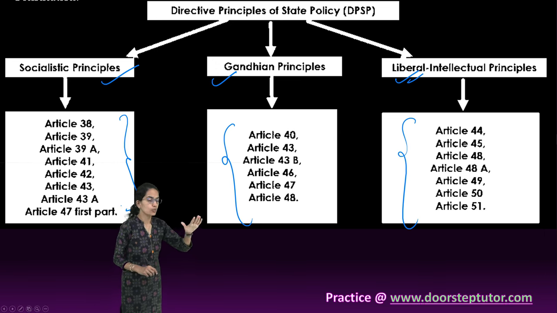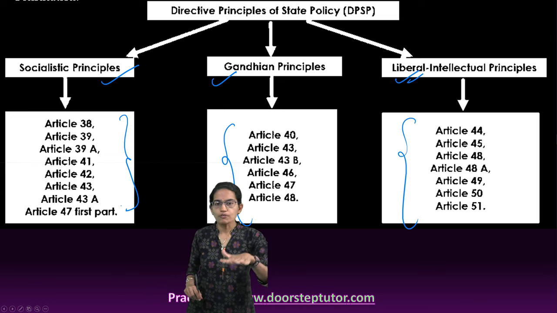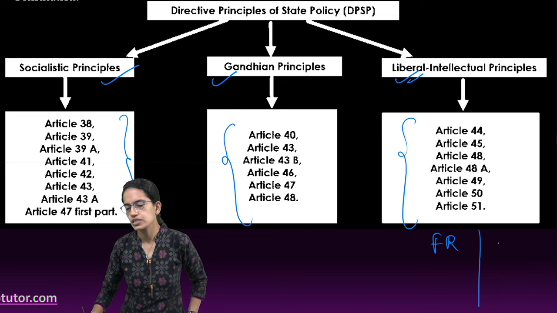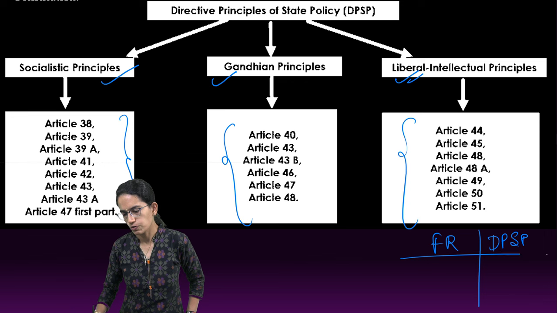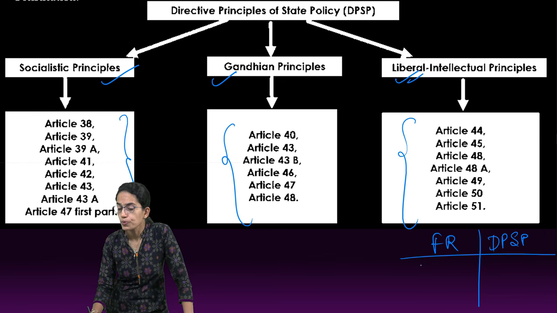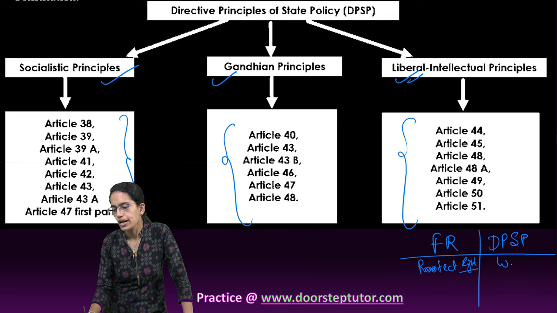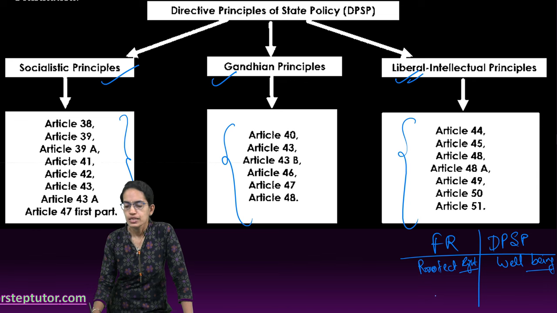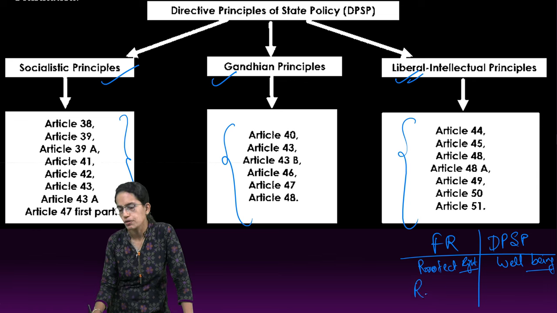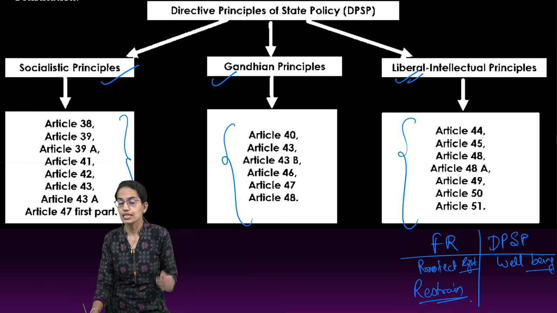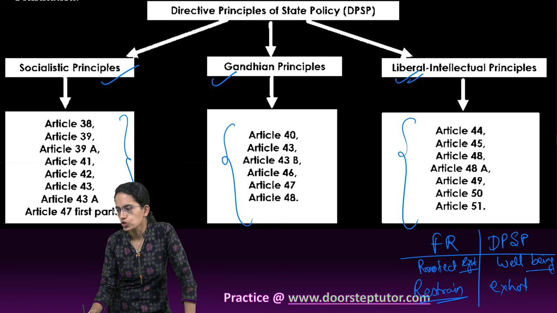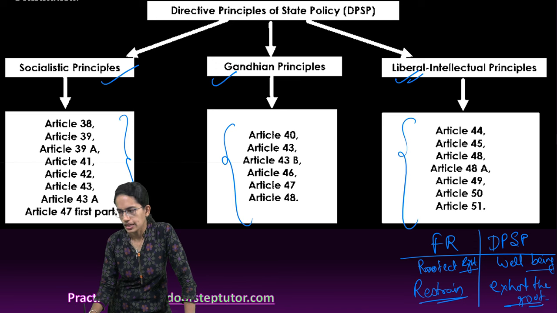We won't dive into the details of each of the articles here because that's not part of your NCERT syllabus, but the idea here is to have a basic understanding of the differences between the fundamental rights and the directive principles of state policy. Fundamental rights aim to protect the rights of an individual, but DPSPs aim at bringing in the welfare or well-being of an individual. Also, fundamental rights restrain the government from doing certain things because they are the fundamental rights that an individual has, but DPSPs actually exhort the government to do certain things. So that's again a major difference.